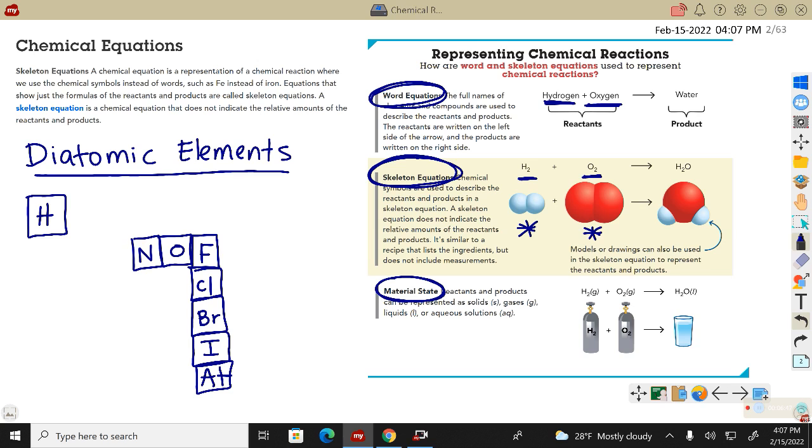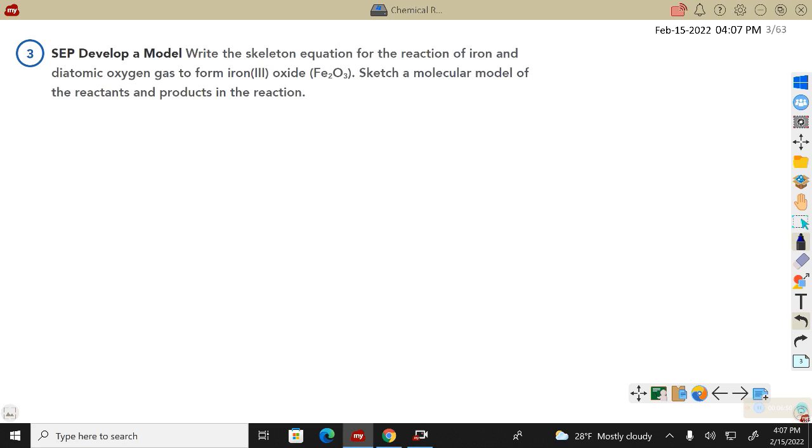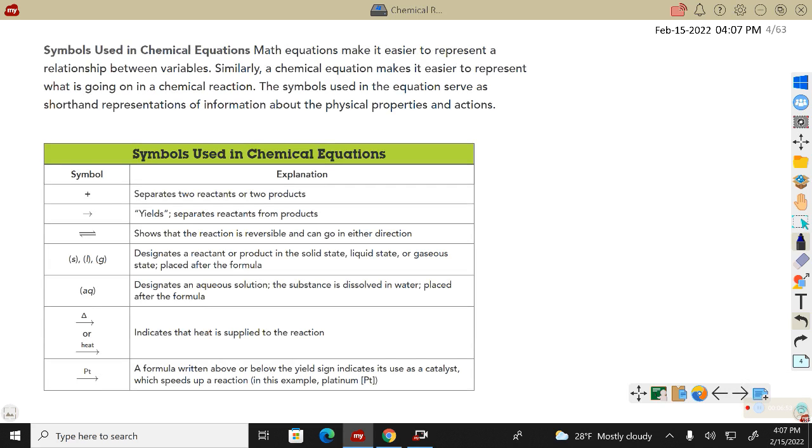Now, if you jump ahead a little bit, we'll come back to number 3 in a minute. But if you jump ahead here, there's a chart that has all kinds of symbols that we'll see in chemical equations. So we could see this plus, and that's showing us the different reactants and products, if there are multiple reactants and multiple products. The arrow means like yields or produces. It separates the reactants from the products. Now, the reactions that we deal with will only have a one-sided arrow. We will not deal with that reversible arrow, the third one down.